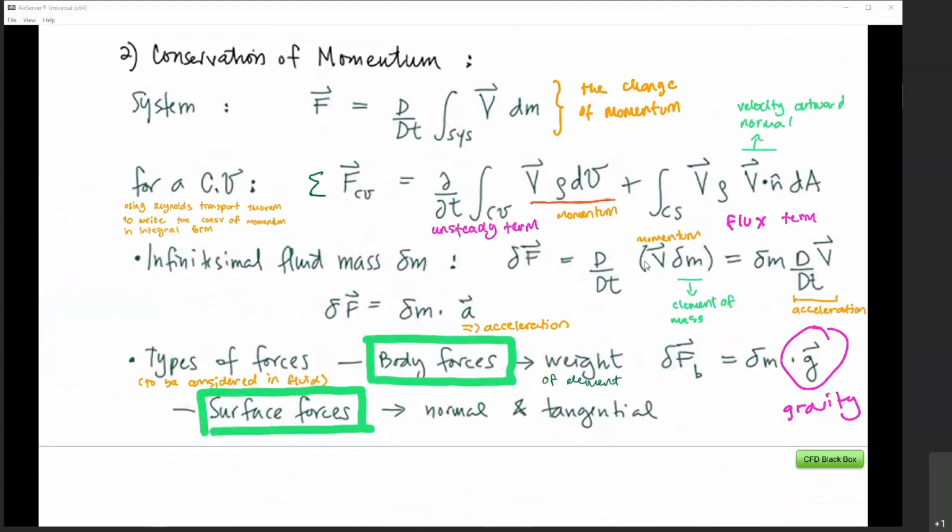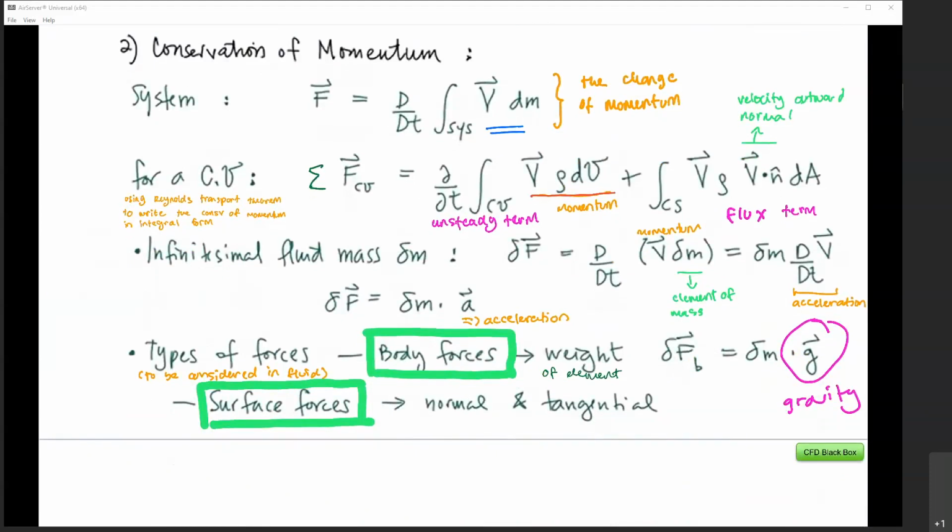All right, so to start with the conservation of momentum, we look at the system as a whole. So we have the vector F equals d over dt of the integral over the system of V dm. So this is the change of momentum in the system. And for the control volume, we use the Reynolds transport theorem to write the conservation of momentum in integral form.